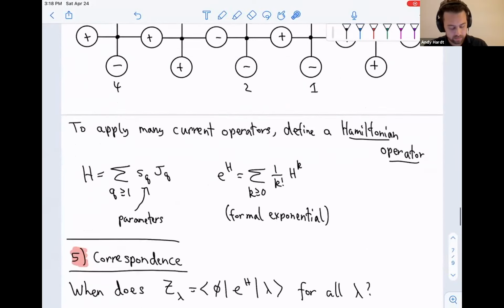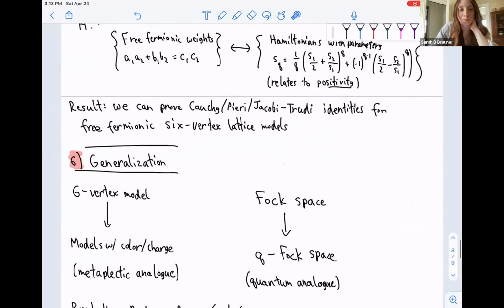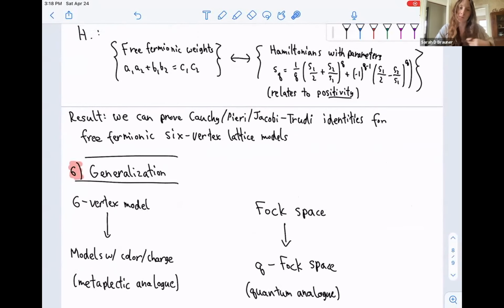Sure, yeah. So this stuff is very much in progress. But say we take the 6 vertex model and instead we take a generalization of this model. So we're not doing the pluses and minuses anymore. So we're generalizing the 6 vertex model to a metaplectic analog, which is models with color or charge. They're sort of equivalent. And if you generalize Fock space to the quantum analog, q-Fock space, you do get a correspondence.